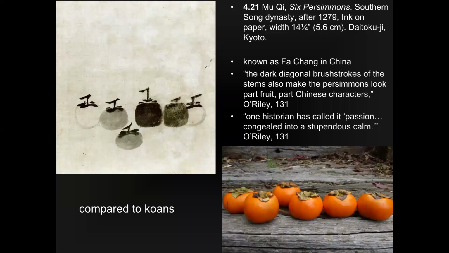So this one, I often show it in class, and we try to figure out what's up with this. It's Mu Chi, and it's called Six Persimmons. I took an Asian art class in undergrad where the teacher said that this was her favorite work of art in the entire class, which I thought was interesting because she had done her PhD dissertation on the first emperor of China's tomb, a completely different type of work, obviously.